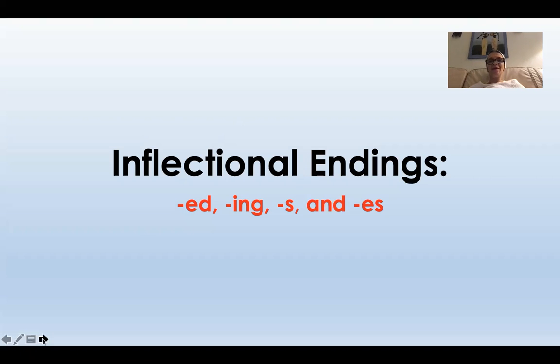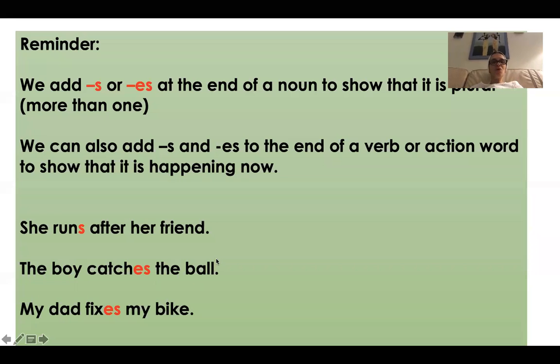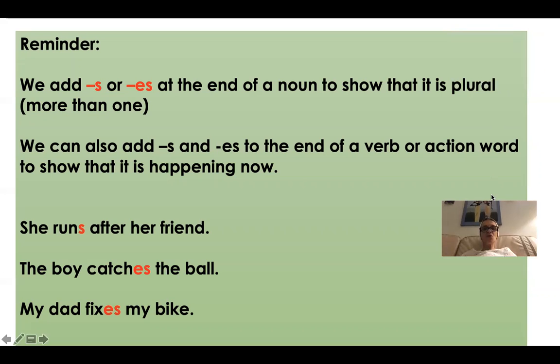Okay, let me go to the next slide. And there we go. It's a reminder. We add s and es at the end of a noun to show that it is plural or more than one. We can also add s and es at the end of a verb or an action word to show that it is happening now. And again, I have to remind you that only one person can be doing this action.